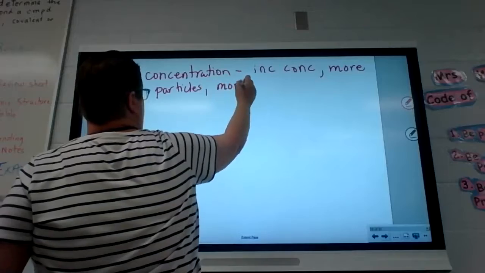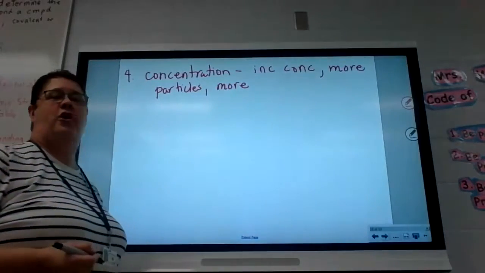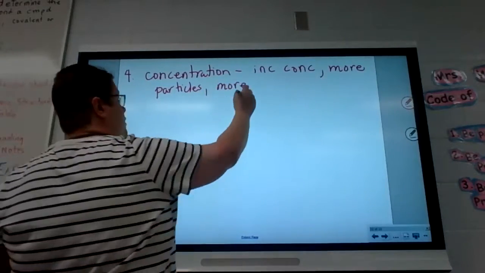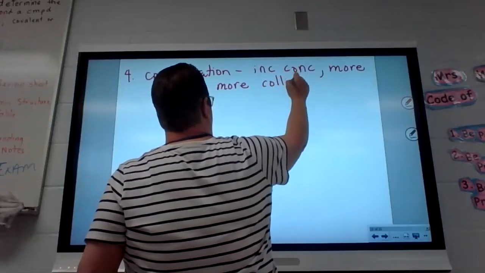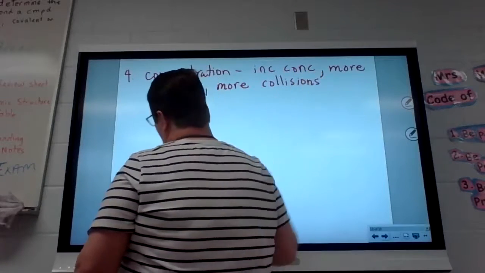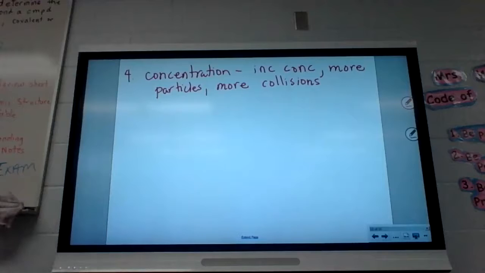It makes sense. All right, if you increase concentration, there are more particles, so there'll be more collisions. It's sort of like going up the main hall between classes versus now. If you go up the hall between classes, you've increased the concentration of students. Right now, there's a low concentration of students. You are not going to have very many collisions.